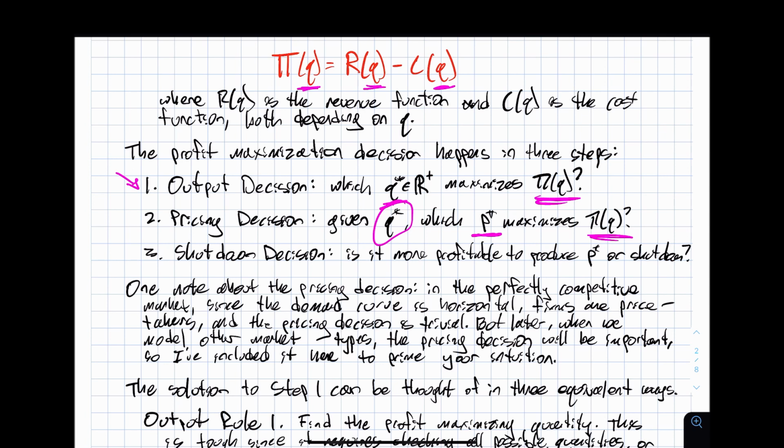And lastly, once we've found this P and Q, we want to decide whether we should shut down. Is it more profitable to produce, or to shut down? Okay, so those are our 3 steps. And we're going to walk through the strategies to solve these 3 steps.